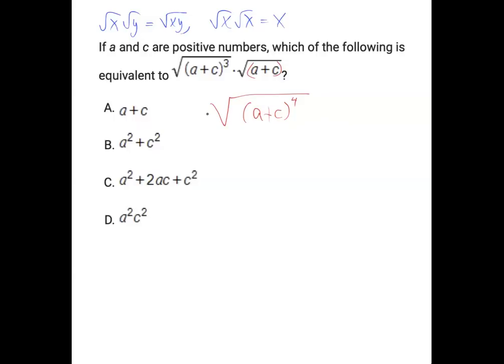One way is to say, well, what is a square root? If I have the square root of 25, that means I'm asking myself, what number multiplied by itself twice gives you 25? And the answer to that is 5. If I have the square root of 100, what number multiplied by itself twice gives me 100? 10. So what number multiplied by itself twice gives you a plus c to the fourth? And the answer to that is a plus c squared. So that's one way of looking at that.